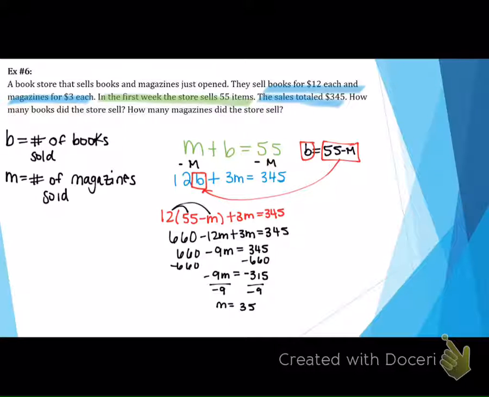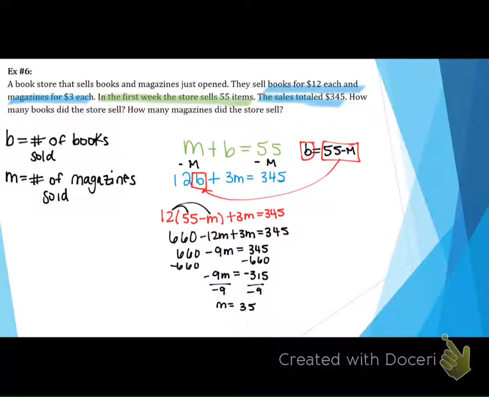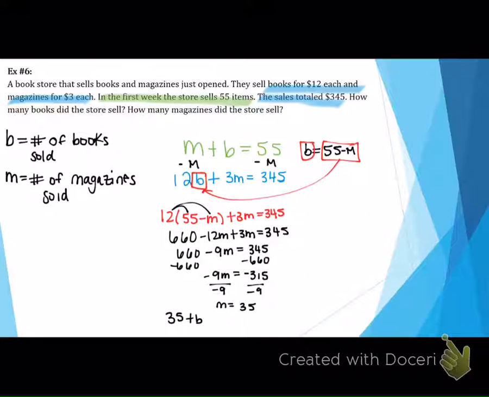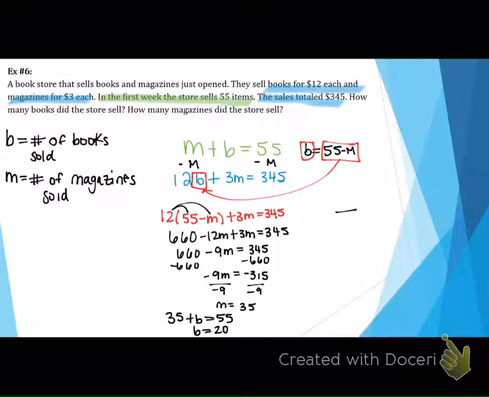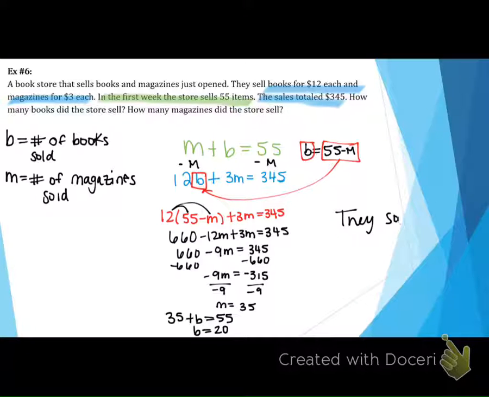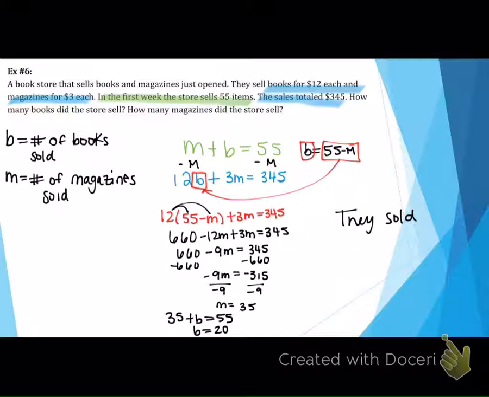So M equals, oh my gosh. M equals 35. So how could we find the number of books? So the number of books is 20. So they have sold 35 magazines and 20 books.